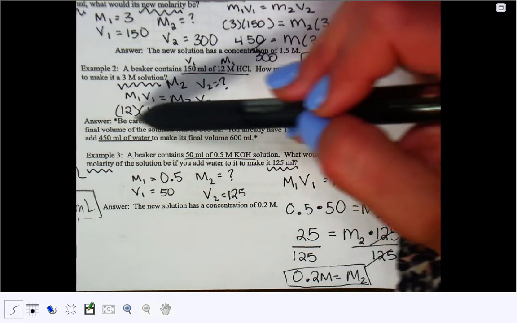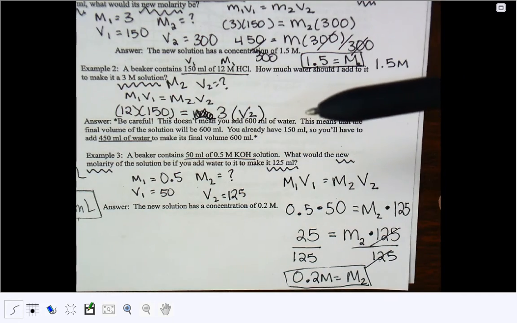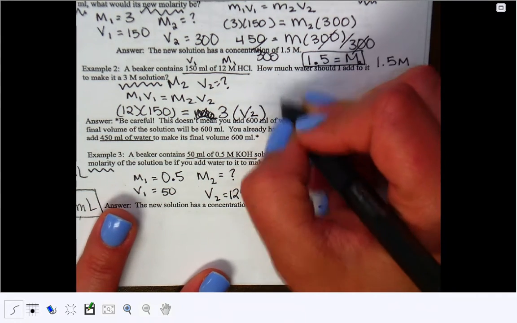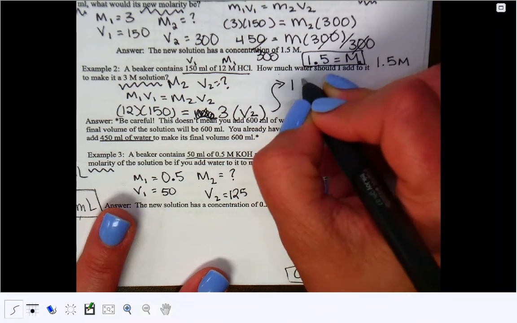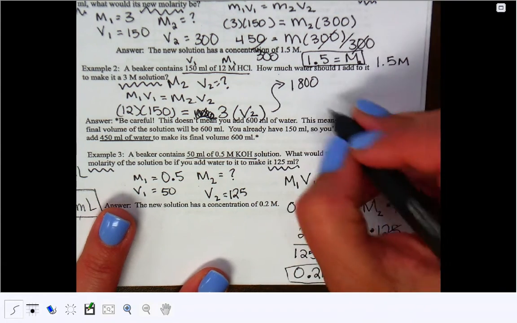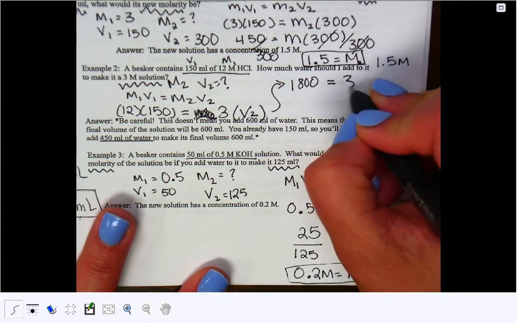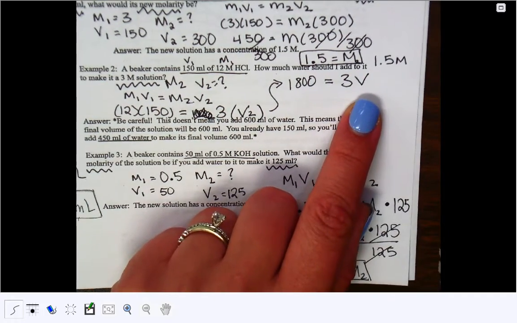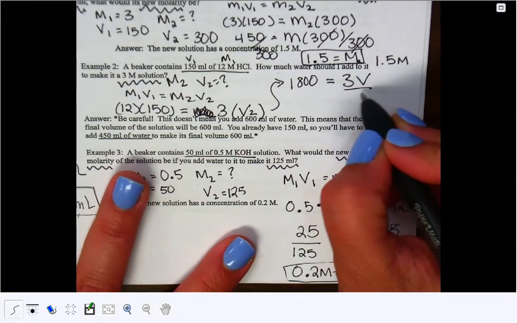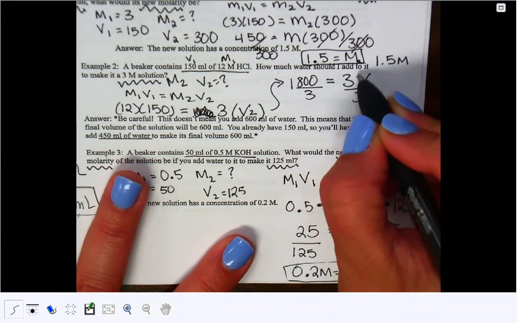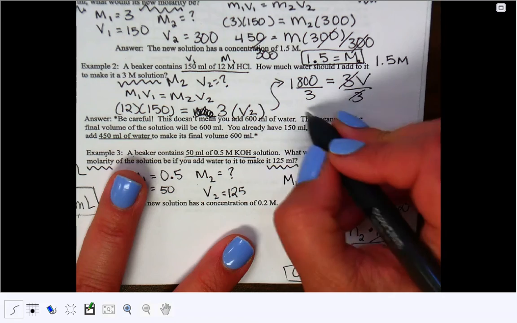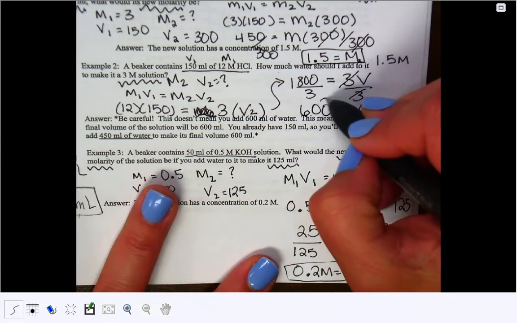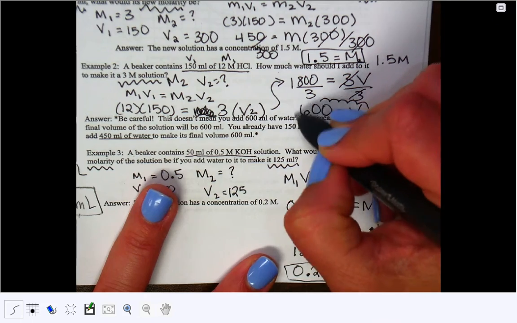All right, so once again, we are going to solve for our letter. We're going to simplify this side of our equation. So we have 12 times 150 to get the answer 1800. Okay, so I'm just going to give myself a little room up here. 1800 is equal to 3 times V. We're going to solve for V by dividing both sides by 3. Divide by 3, divide by 3. These cancel out. This one turns into 600. So we know that 600 is our volume 2.